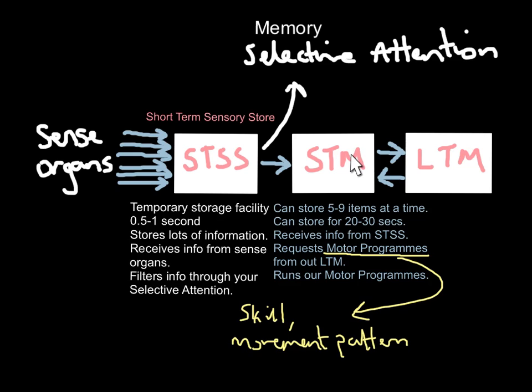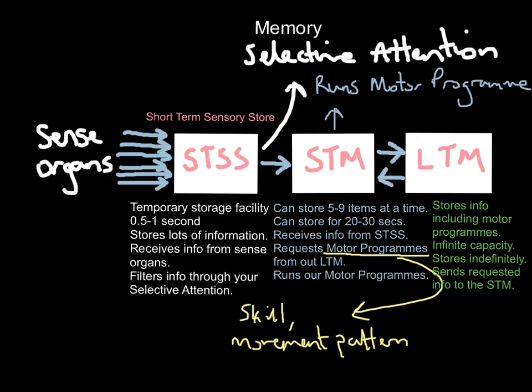So the short-term memory, having received the key piece of information from the short-term sensory store, decides, right, I think we need to perform this skill. So it requests the correct motor program from the long-term memory. The long-term memory then sends the motor program back to the short-term memory, and what happens is our short-term memory runs the motor program. Okay?